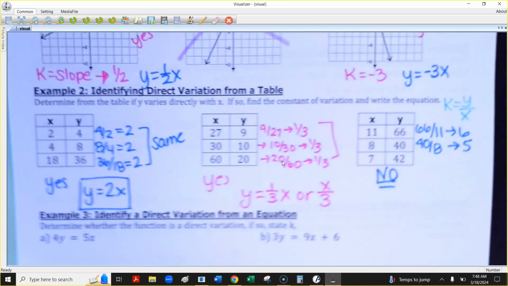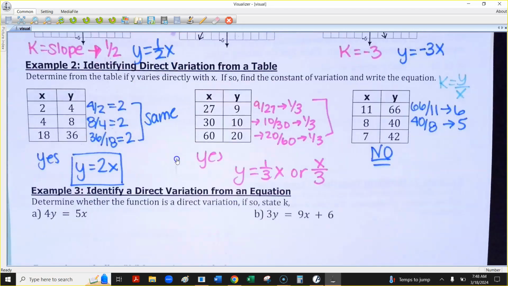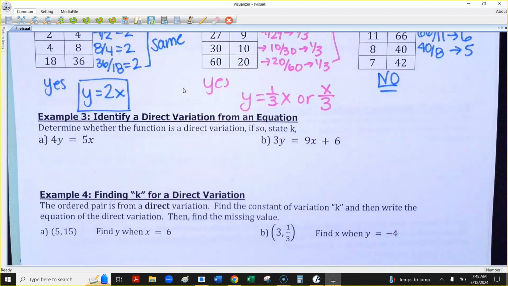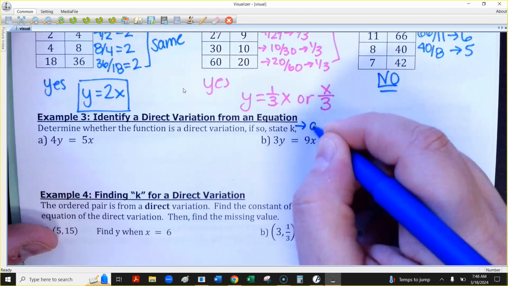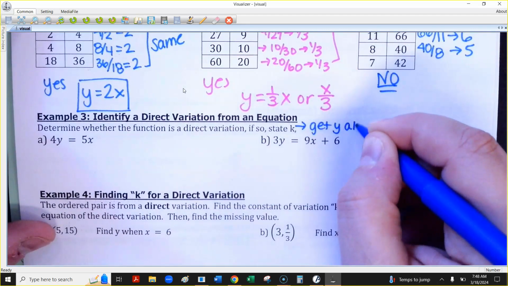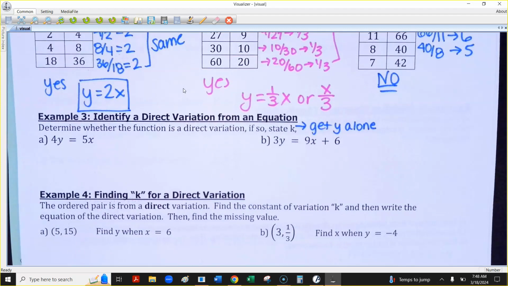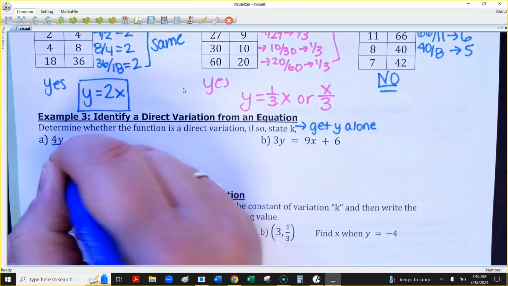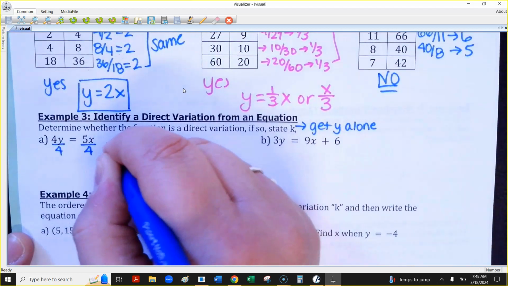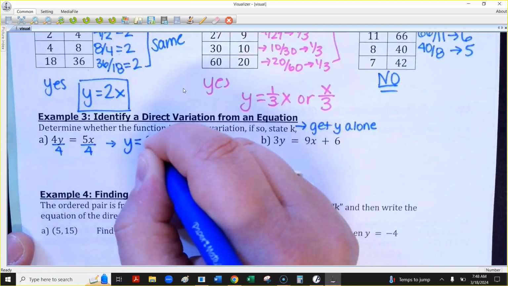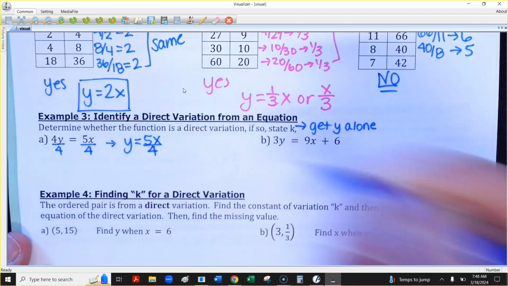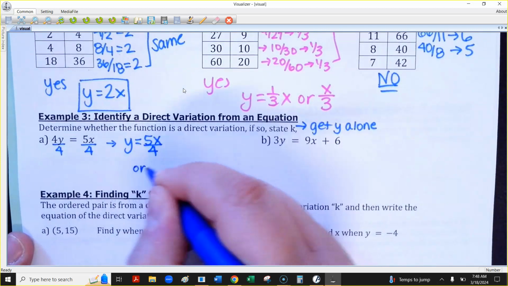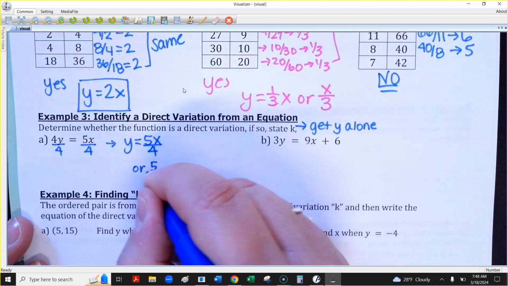Okay, now the third thing you might have to do is determine if it's a direct variation from just an equation. So the easiest thing I can tell you to do if this is your problem is get y alone and then decide. So like you might be able to tell pretty quick without doing a bunch of work. But in that first equation, I just have 4y equals 5x. So to get y alone, I would just divide both sides by 4 here real quick. So I could write that as 5x over 4, or like I like to pull that fraction to the side, this would be 5/4 x.